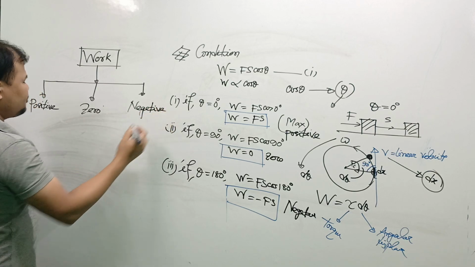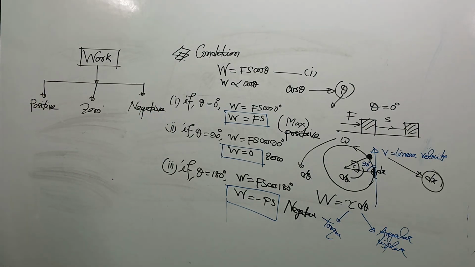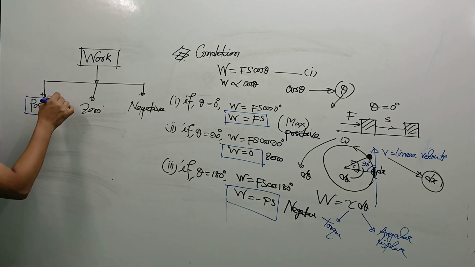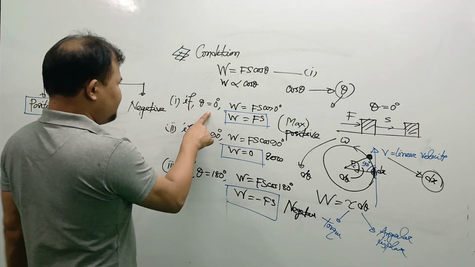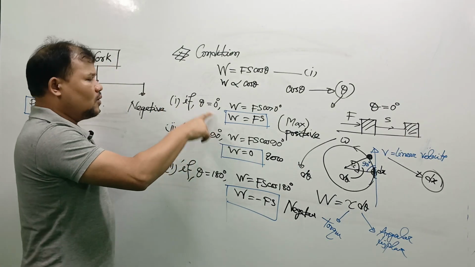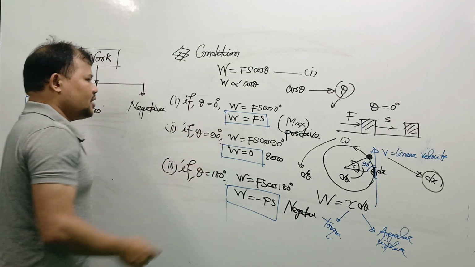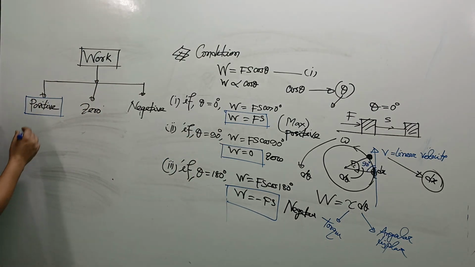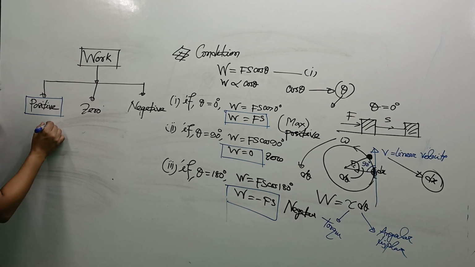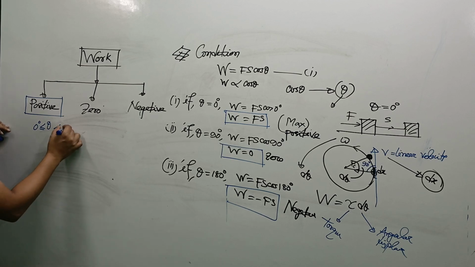In case of the positive work, we must set special conditions here. What is the special condition? The value of theta will be exactly 0 or greater than 0 and less than 90. So we can write the notation this way: if the value of theta is greater than or equal to 0 degree and less than 90 degree. My dear student, this is the special notation.